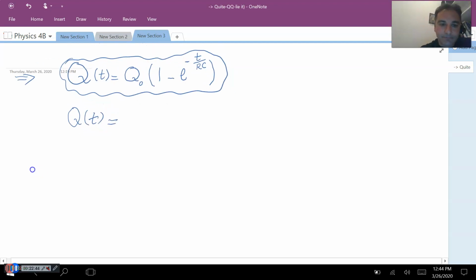Q(t) is charge. These are very important. On capacitor. So here we see that charge is a function of time. Charge on capacitor at a certain time.